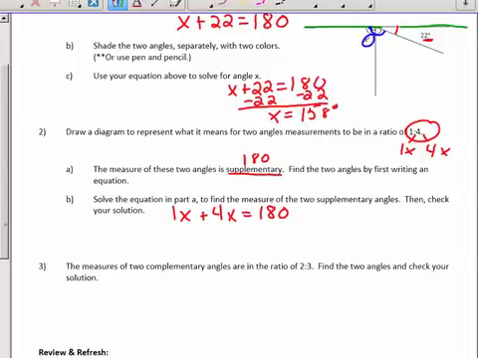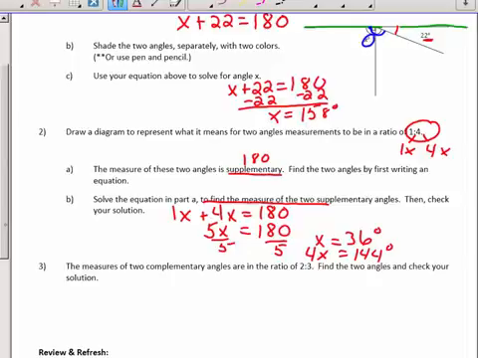This is now some combining like terms, so we're going to be reviewing how to solve those equations again. 1x plus 4x is 5x. To finish getting x by itself, I have to divide both sides by 5, which means I am getting 36. It's asking me, though, to find the measures of the two angles. So one of them is 36. The other one is 4 times that, which is 144. So the two angles are 36 degrees and 144 degrees.